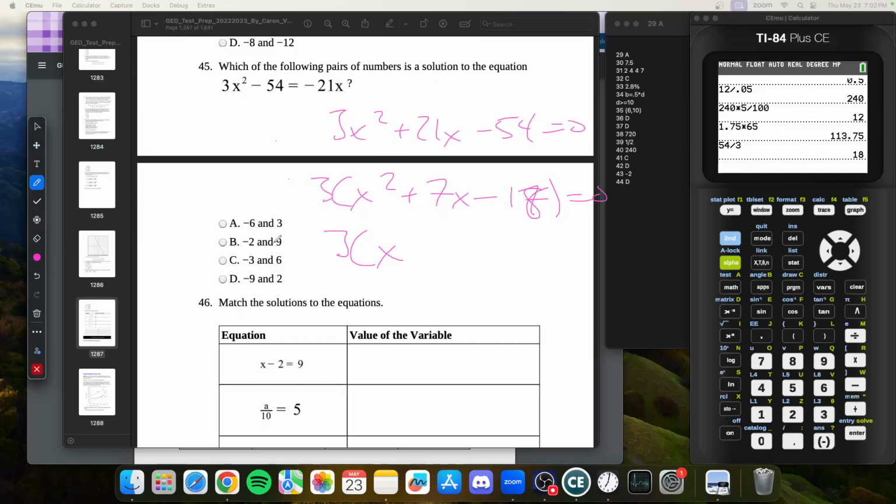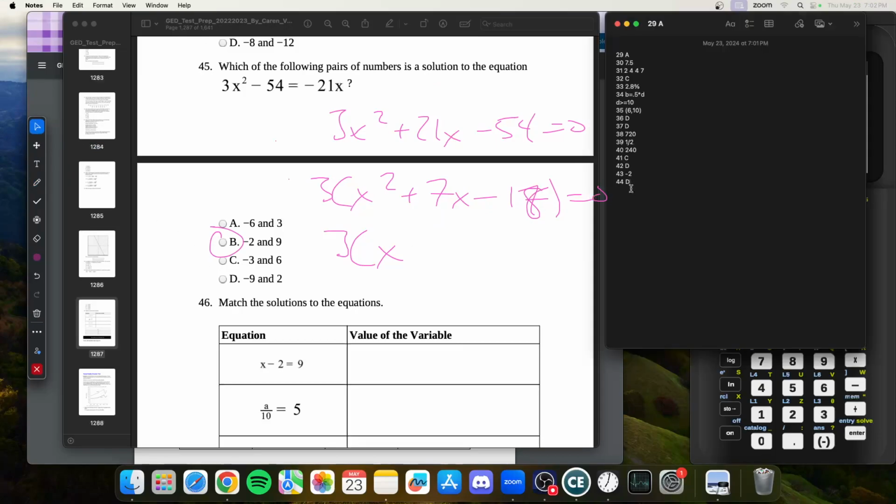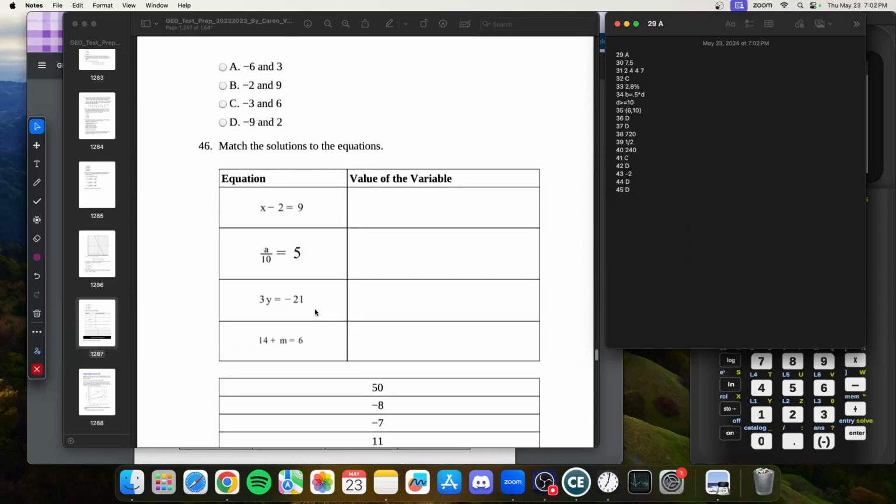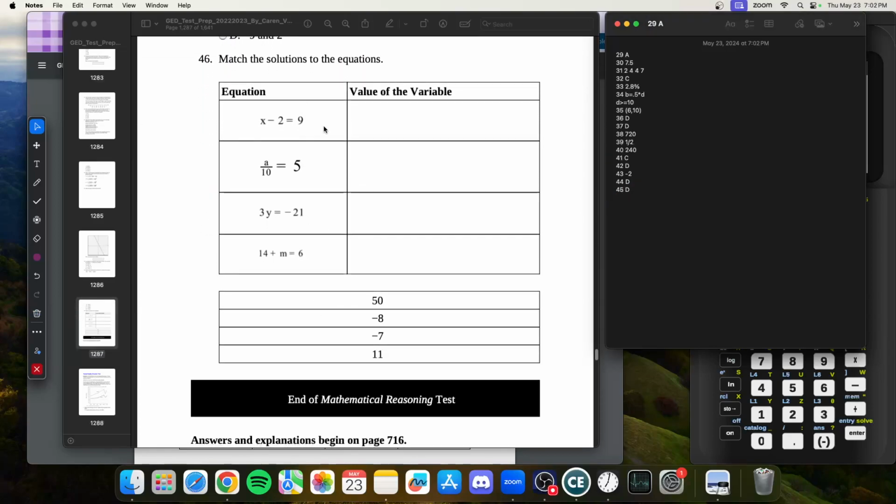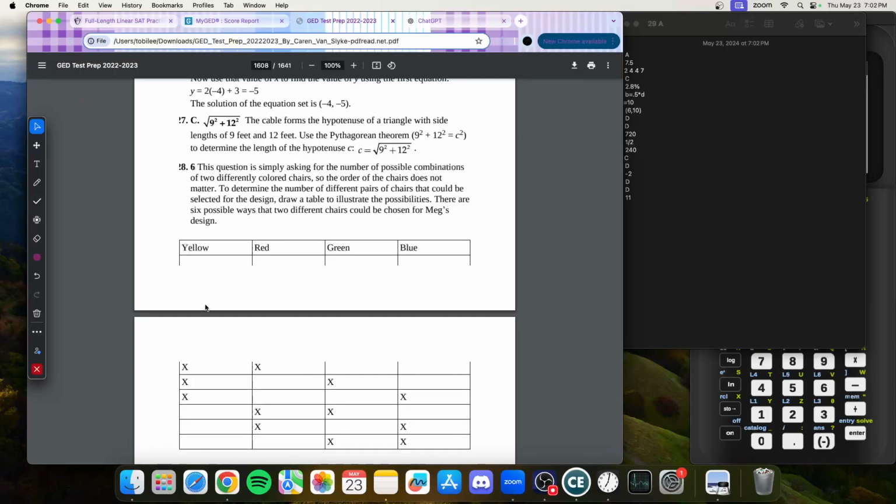So it's gonna be this one, B. No, it's gonna be D. Sorry, it's gonna be D. 45 is D. Last one. Okay, so it's gonna, oh god. This one is 11, and then the next one is 50, and the next one is -7, and the next one, was that a division symbol? No, that's a plus symbol, so it's gonna be -8. Okay, let's see how I did.